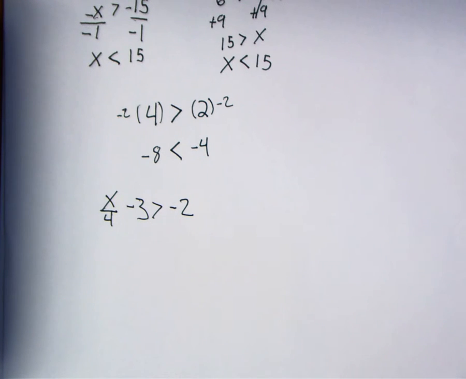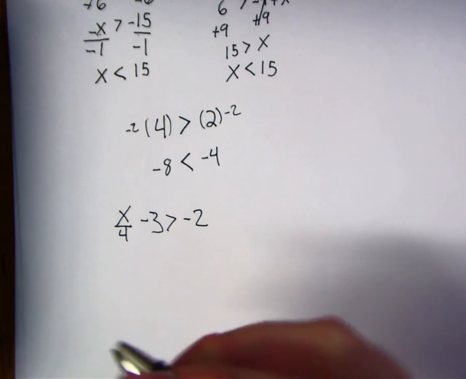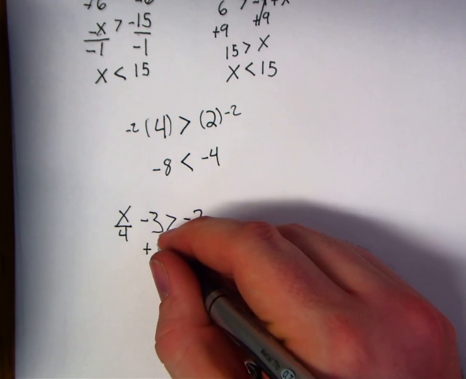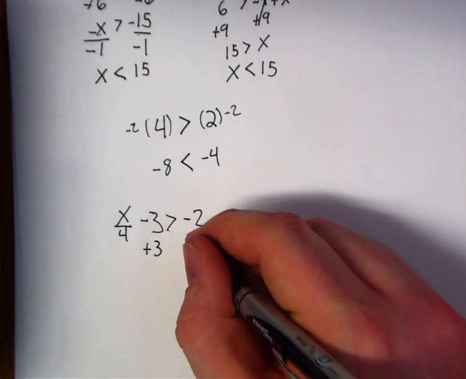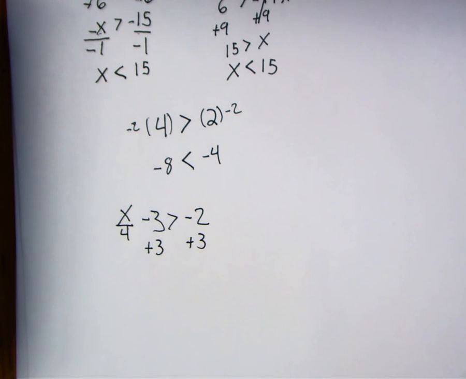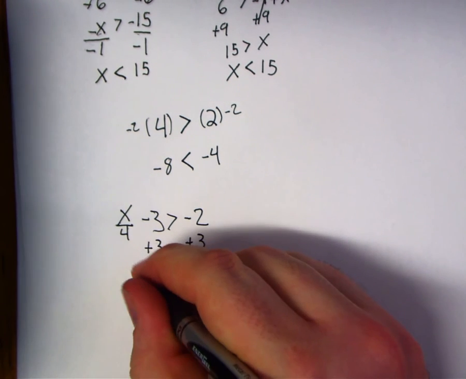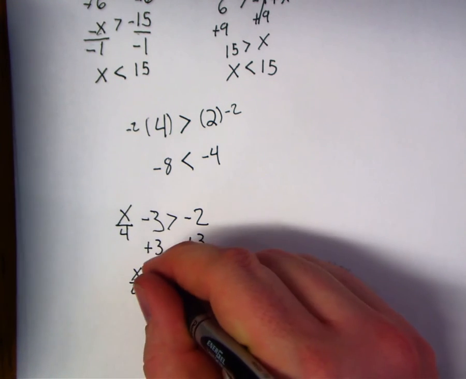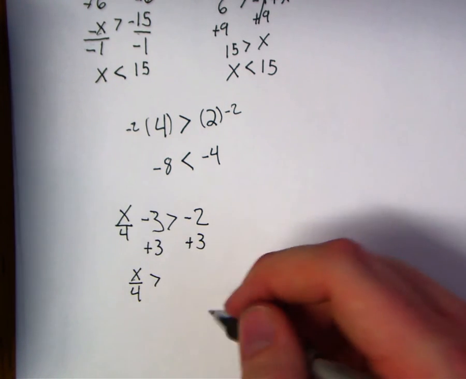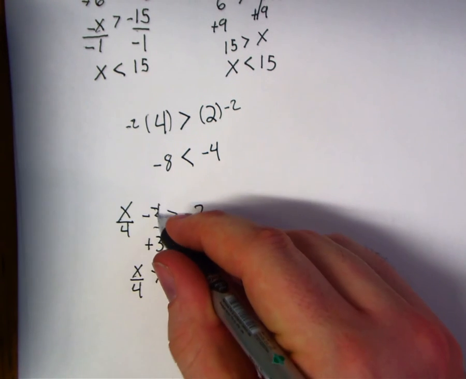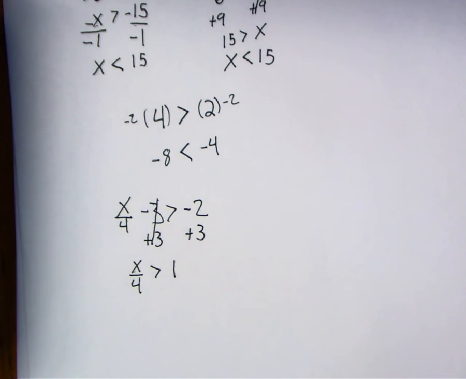All right. I'm going to assume that you paused the video at some point, and let's go ahead and start it up. So we will start by adding 3 to both sides. Add 3, add 3. That gives me x over 4 greater than, and in this case we get a +1. Those terms will add to 0.